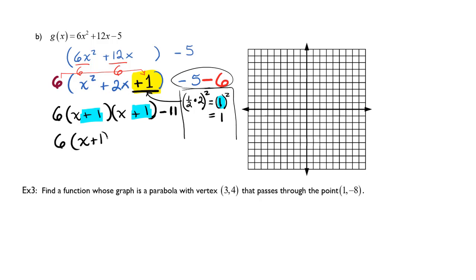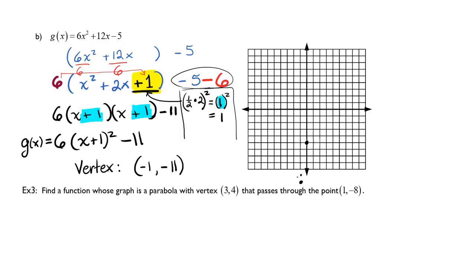So this is still my g of x, but it is now in vertex form, which allows me to graph it a little more quickly. I know that my vertex is going to be at -1, -11. So it's going to be slightly off the graph paper, and I know that this is scaled by 6, so if I go over 1, I have to count up 1, 2, 3, 4, 5, 6.